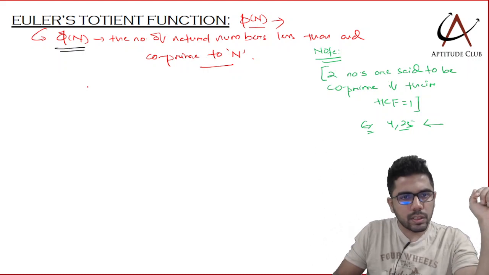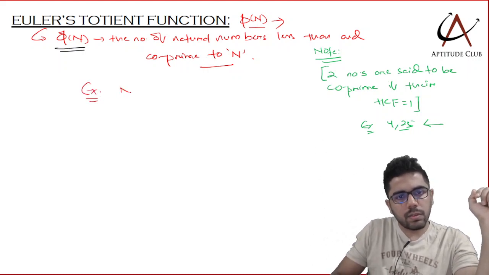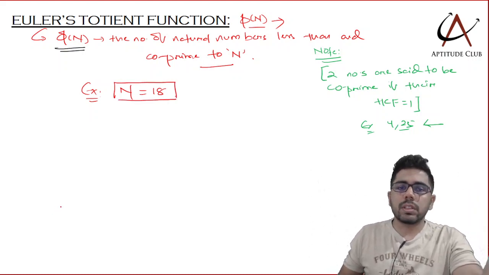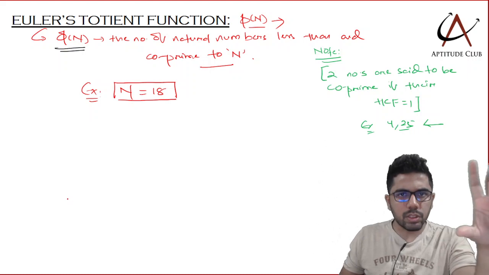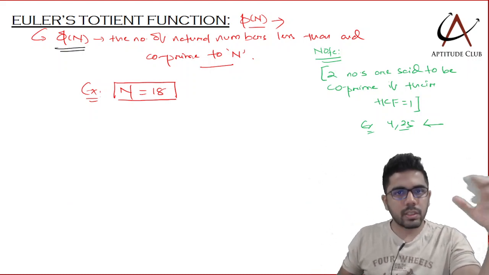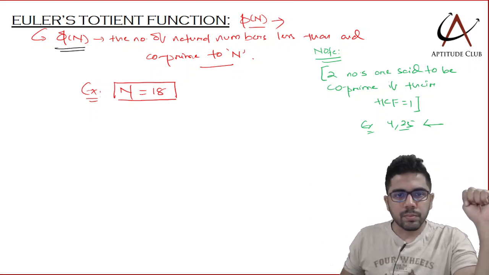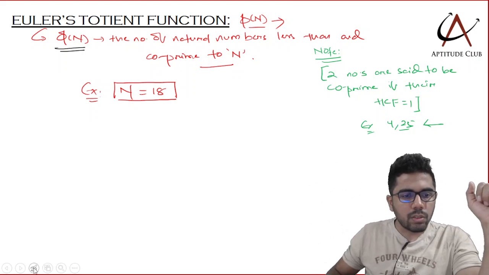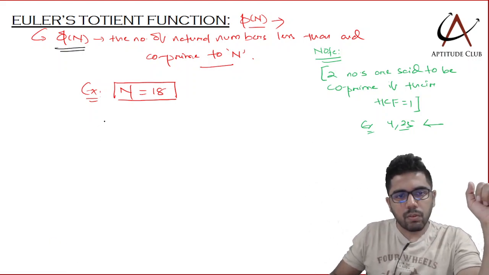Let's take an example. Suppose I take n is equal to 18. And I'll see how many natural numbers are less than and co-prime to 18. I took a small number so that we can evaluate manually, and then we'll go to the formula. Is there any formula to compute this? Now, if we start with natural numbers, first natural number is 1. Is 1 co-prime to 18? Yes. 1 and 18 are co-prime.